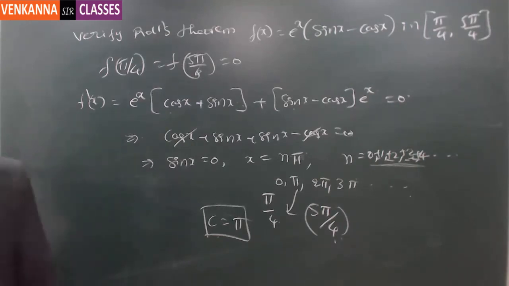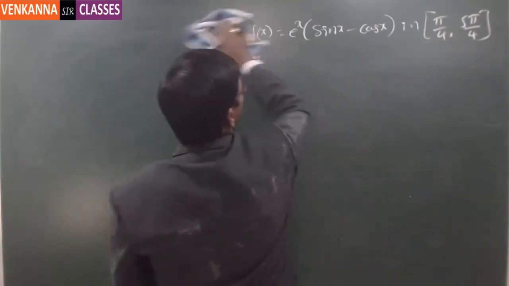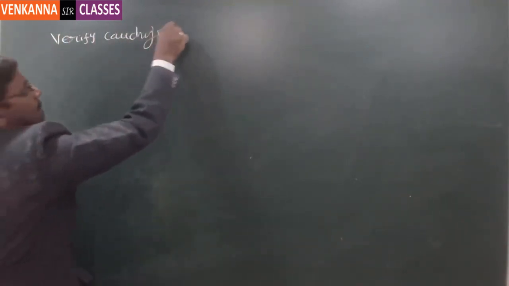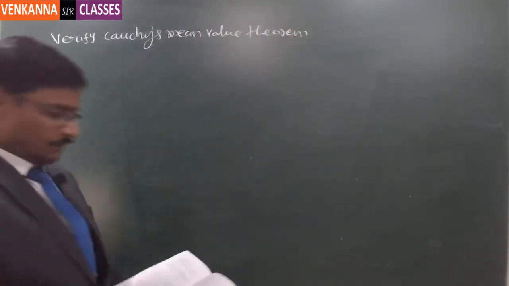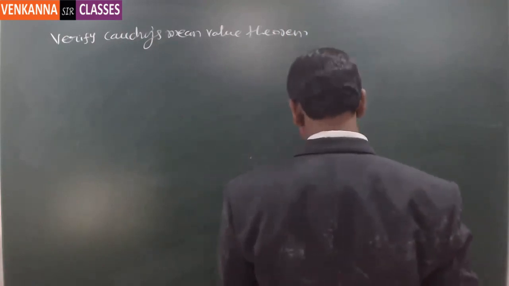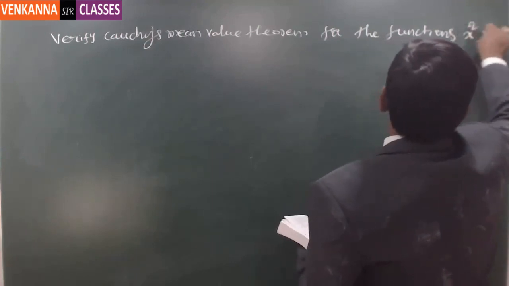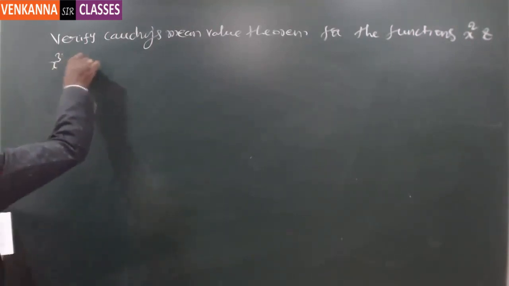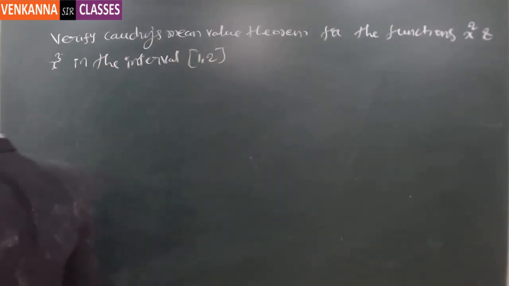Verify Cauchy's mean value theorem for the functions x square and x cube in the interval 1, 2. Can you verify Cauchy's mean value theorem on this?